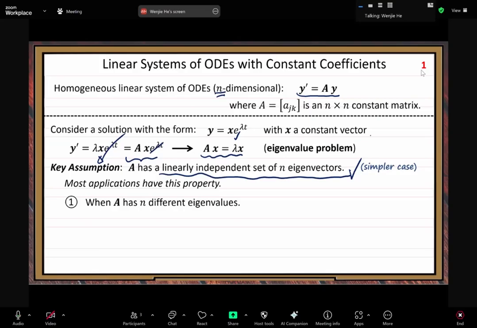Because A is an n by n matrix, let me give you some basic things about an n by n matrix.